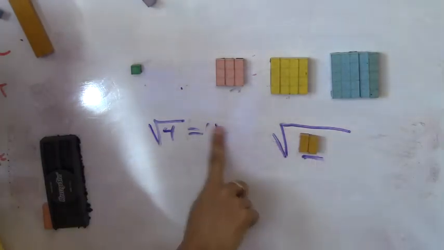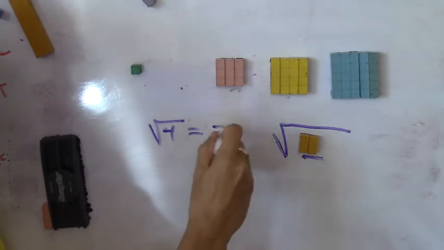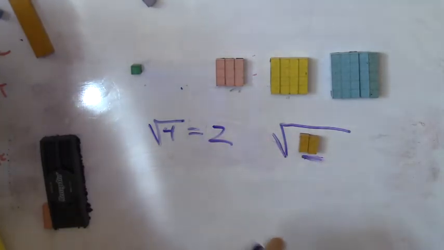Alright, so, oh wait, square root of 4 is not 4. Square root of 4 is 2, because one side of this is 2.